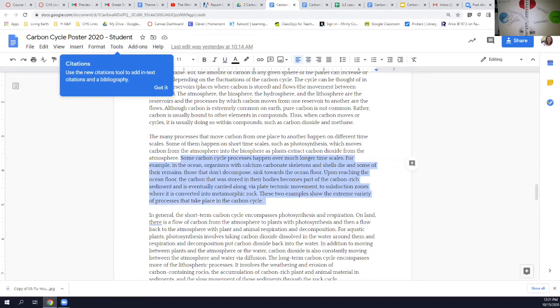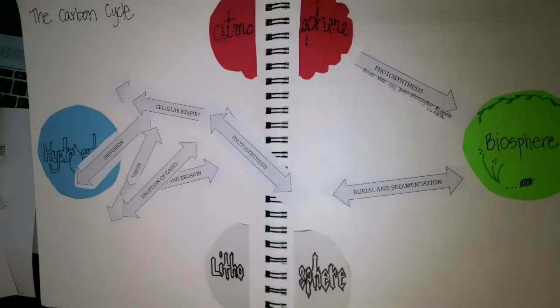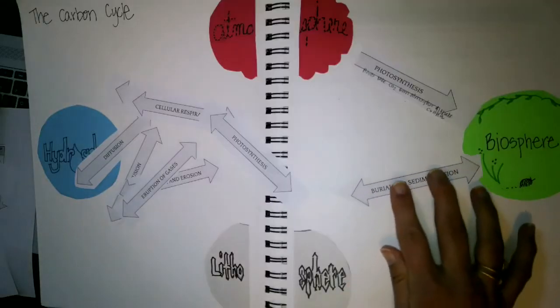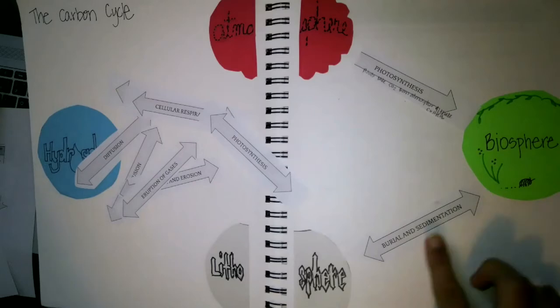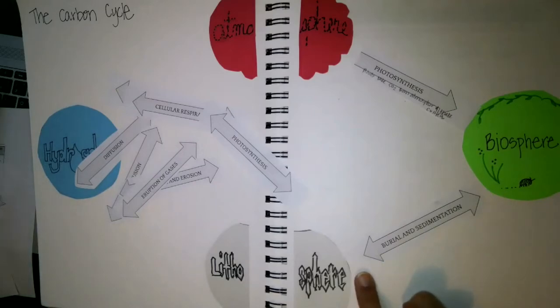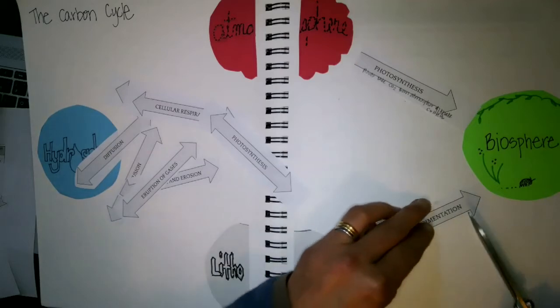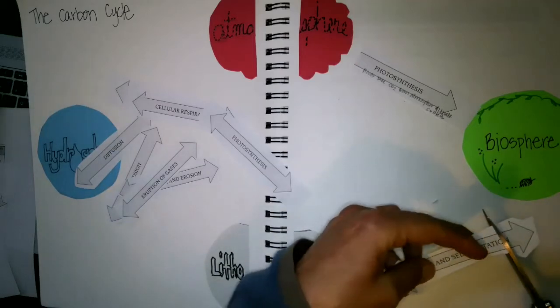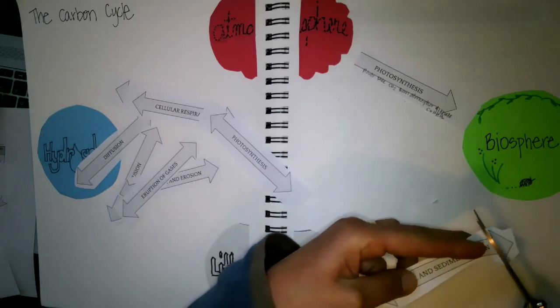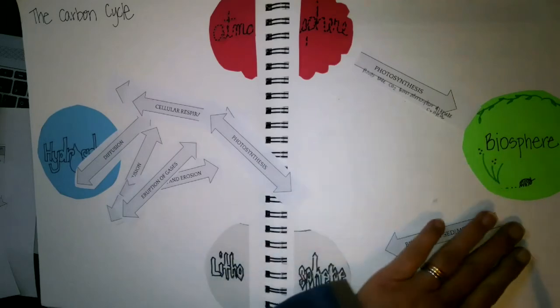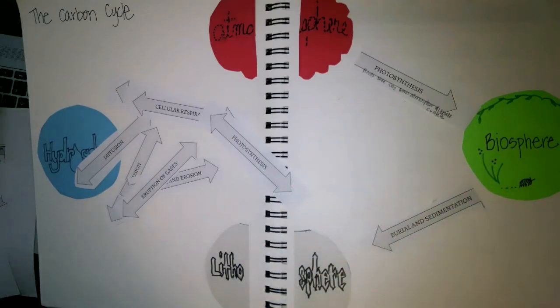Okay, so I'm going to go back to my diagram. Looks like burial and sedimentation takes things that were living and turns it into rocks. So I'm going to have to cut off this side of my arrow to show the direction. And I can write a little description in words underneath that.